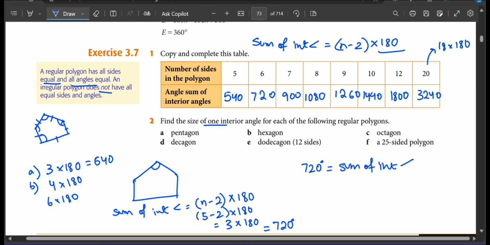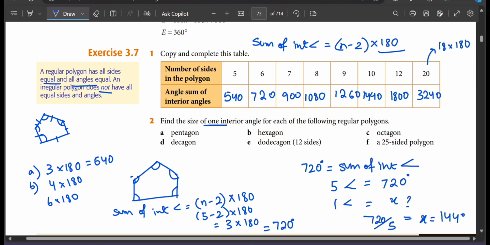So these are the sum of interior angles. How many angles are there? These are 5 angles. So we can say 5 angles represent 720 degrees. So what will one angle represent? That is simple math: you are going to divide 720 by 5. And once you do so, you will get a single angle value, which is going to be 144 degrees.